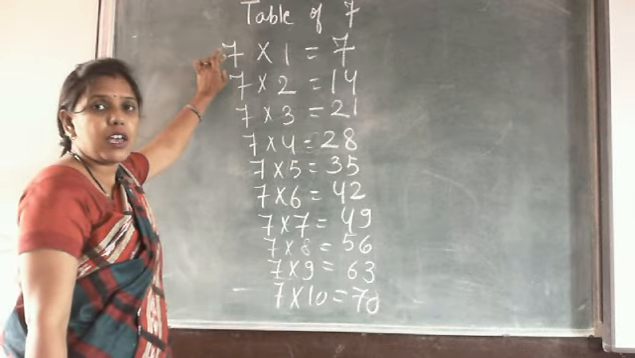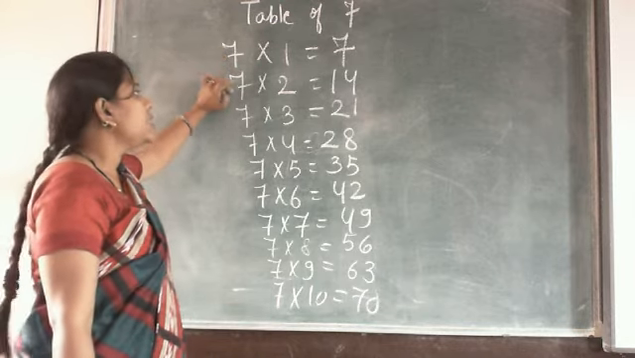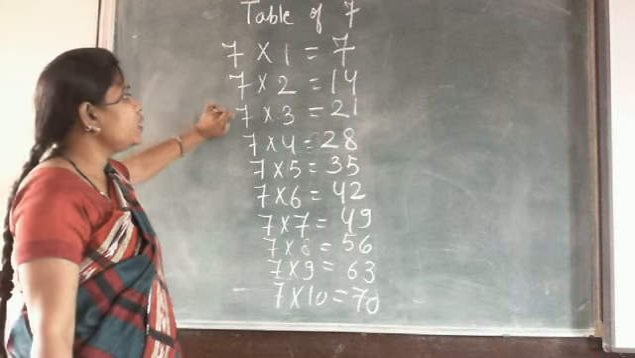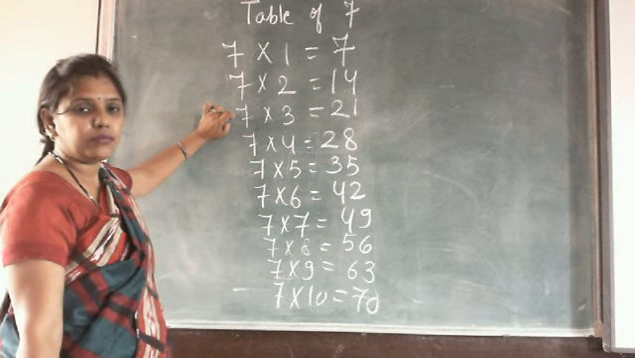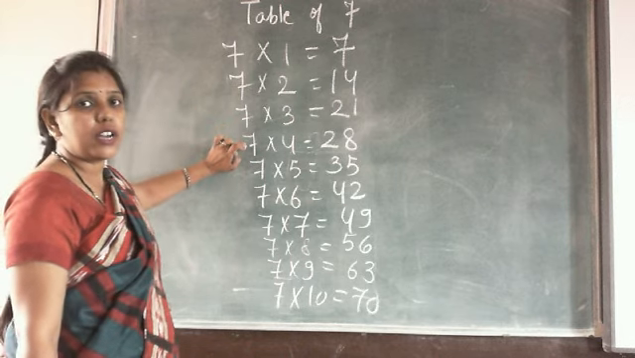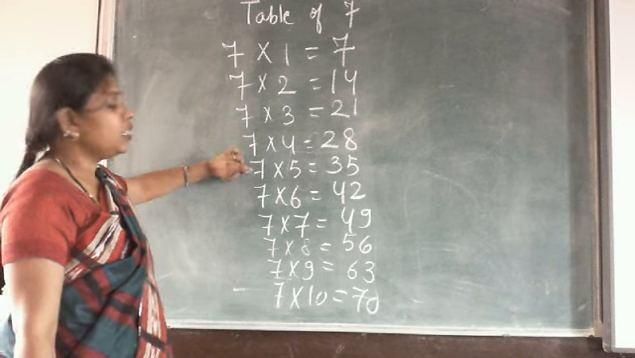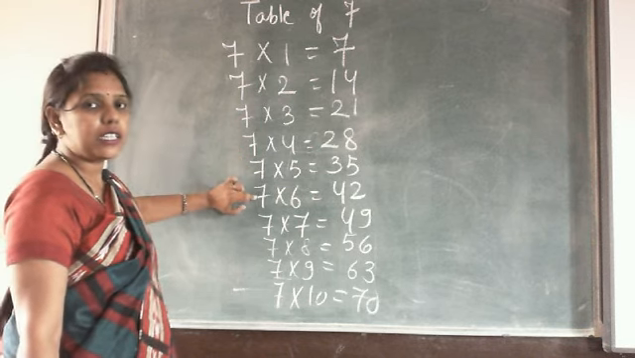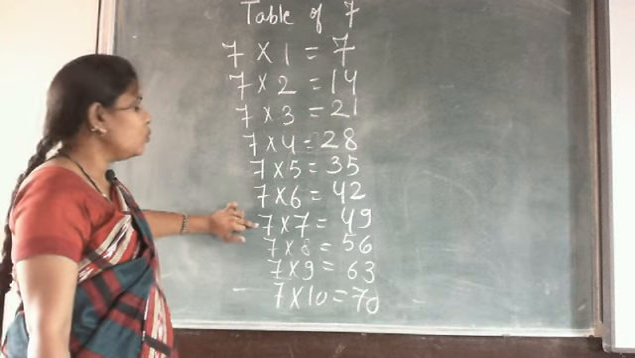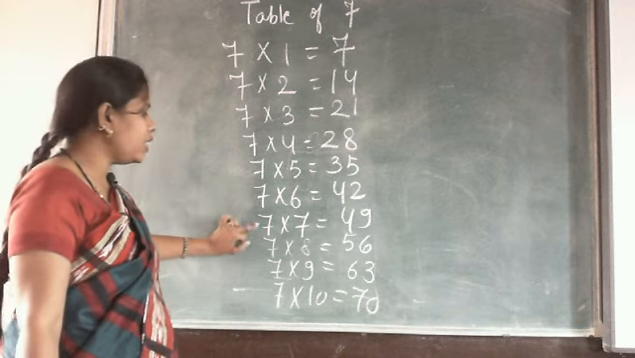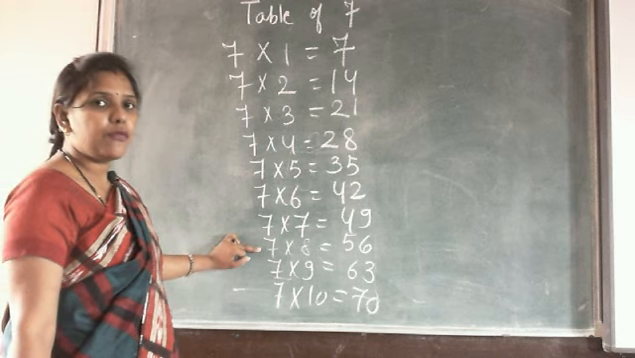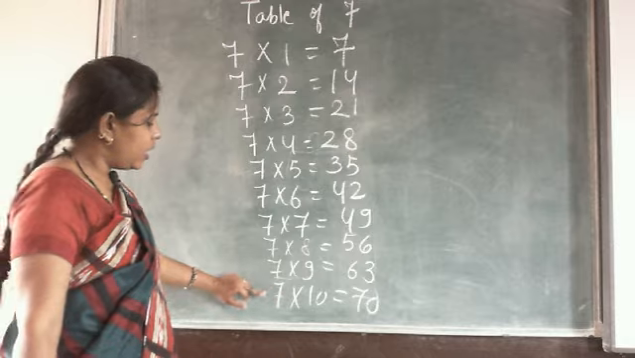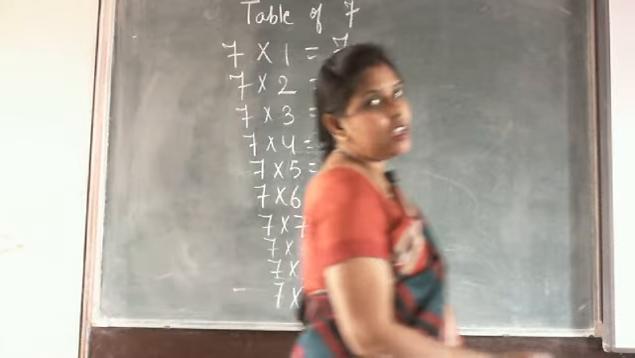Again repeat after me. 7 ones are 7. 7 twos are 14. 7 threes are 21. 7 fours are 28, 7 fives are 35, 7 sixes are 42, 7 sevens are 49, 7 eights are 56, 7 nines are 63, and last 7 tens are 70.